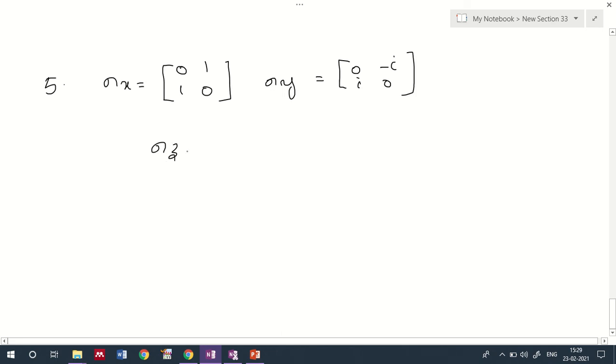So the fifth one will be, we can take it as alpha x equal to 0, 1, 1, 0; sigma y equal to 0, minus i, i, 0; sigma z is equal to 1, 0, 0, minus 1; and sigma x square is equal to sigma y square is equal to sigma z square, which is equal to 1. So this is the case for the Pauli spin matrices.